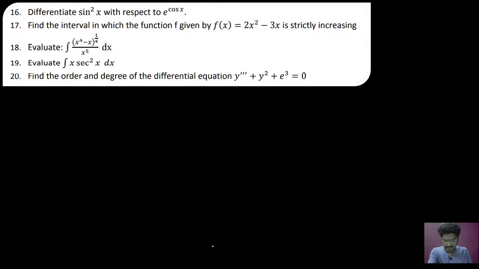So quickly tell me, have you understood this 17th one? If you have understood the 17th one, I will go for the 18th one. Okay.